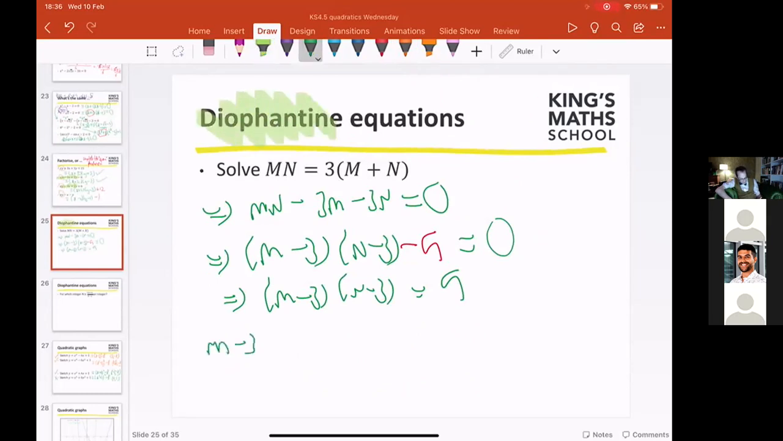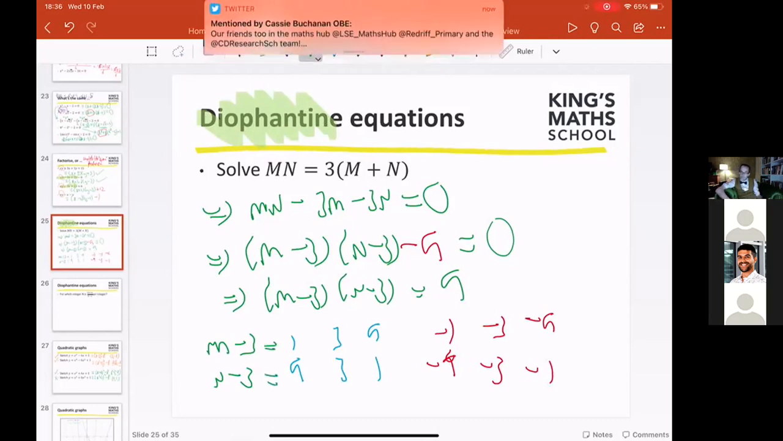So I know that m subtract 3 and n subtract 3 have to be factors of 9, and that's relatively straightforward. It's 1 and 9, 3 and 3, 9 and 1. Or I suppose we also ought to consider -1 and -9, -3 and -3, -9 and -1. So there are at most 6 possibilities. m subtract 3 has to be one of those, n subtract 3 has to be the corresponding one of those, and we just go through and solve them for m and n.